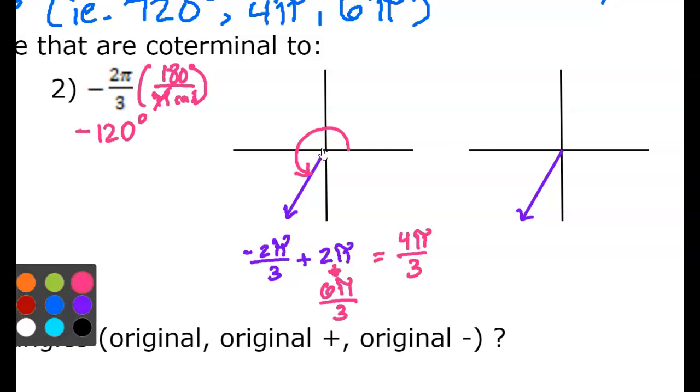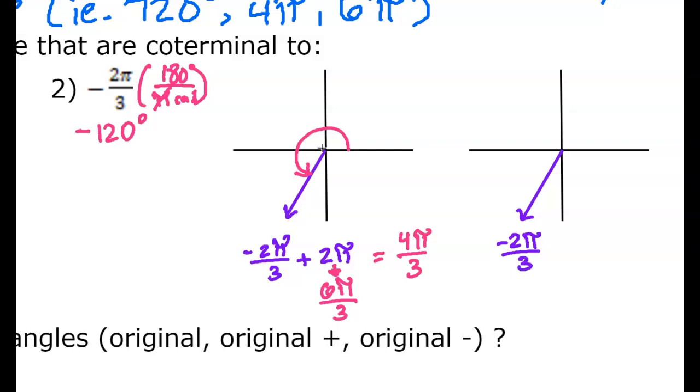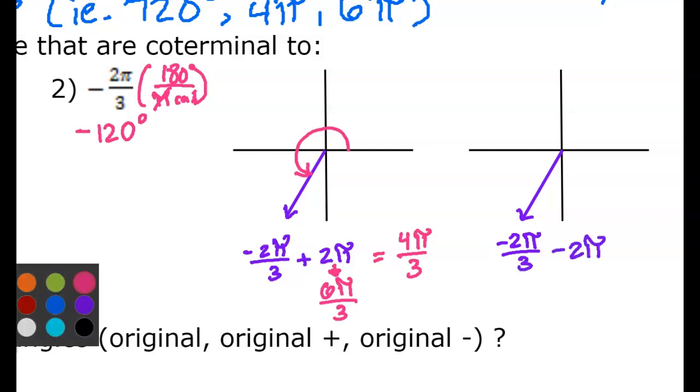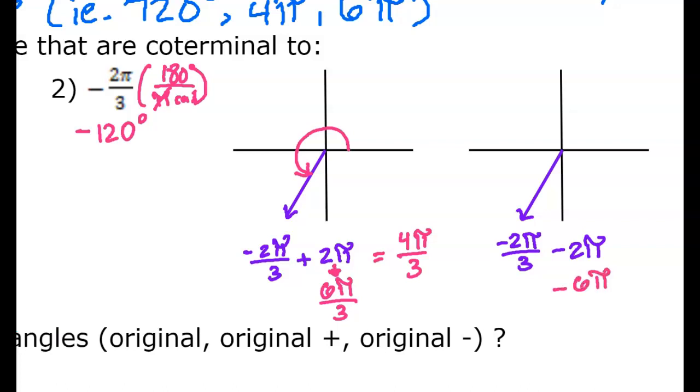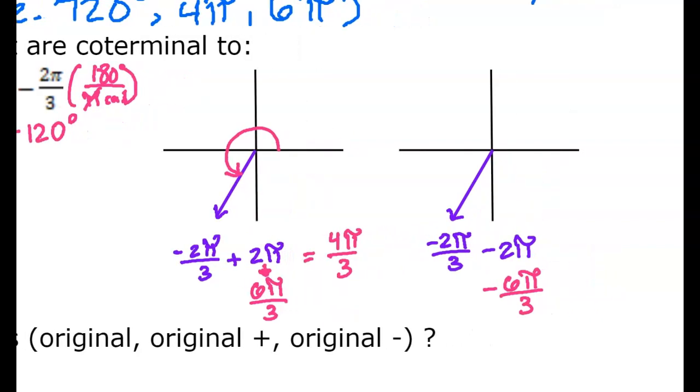Then we're going to take negative 2 pi over 3 and subtract 2 pi. Again, that subtraction of 2 pi needs to be converted into a fraction. It's the exact same, 6 pi over 3, but written as a fraction. So negative 2 minus 6 is negative 8. So we have negative 8 pi over 3.